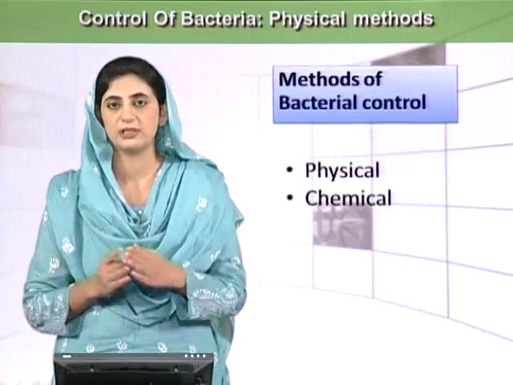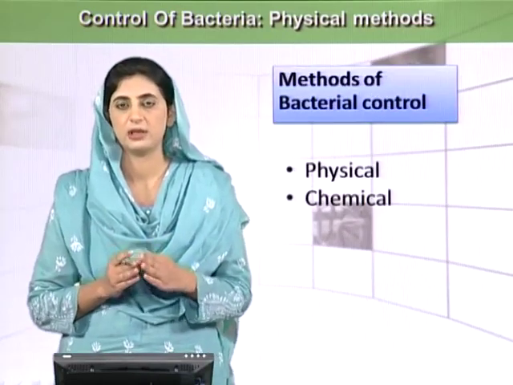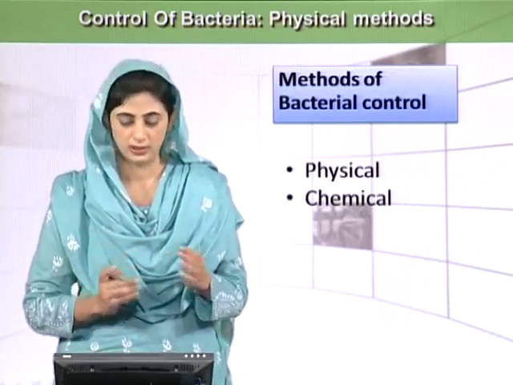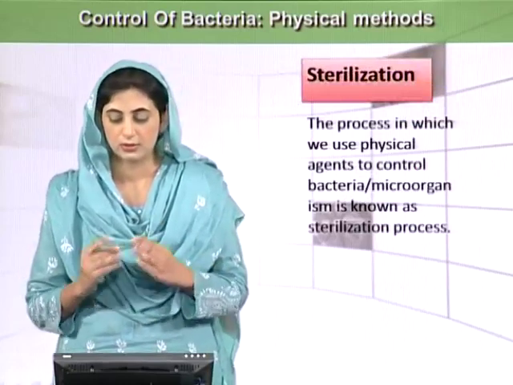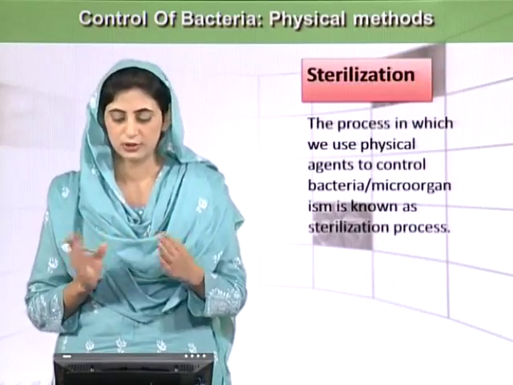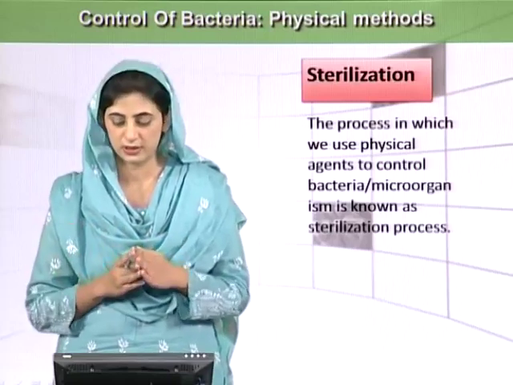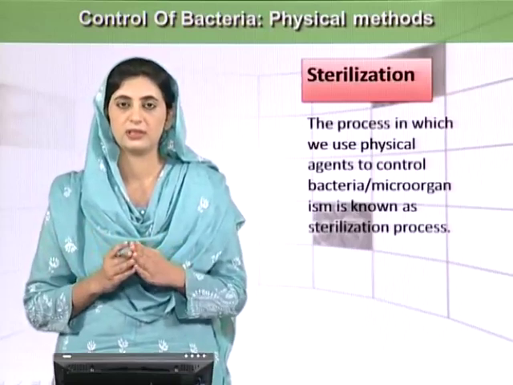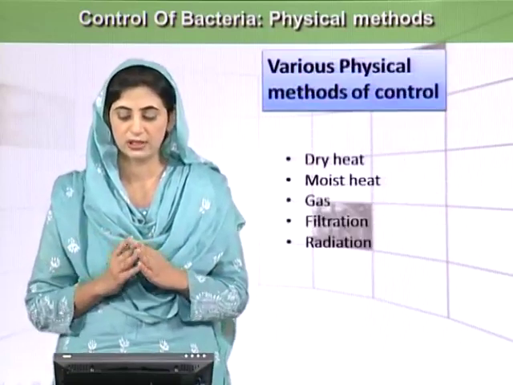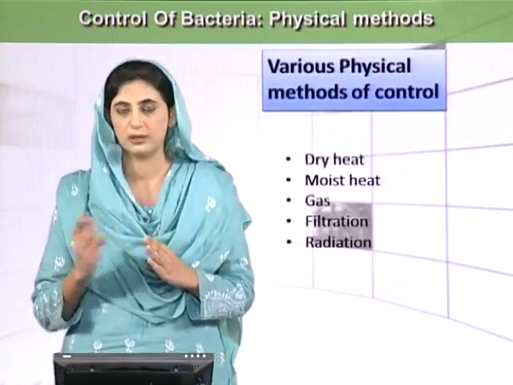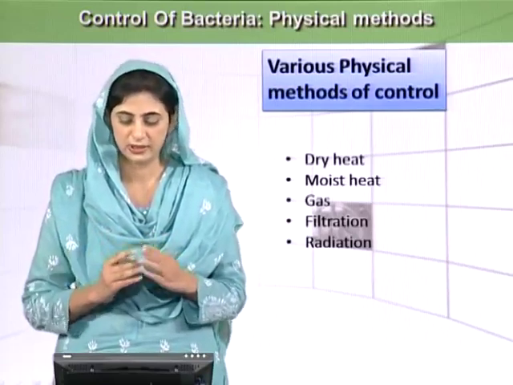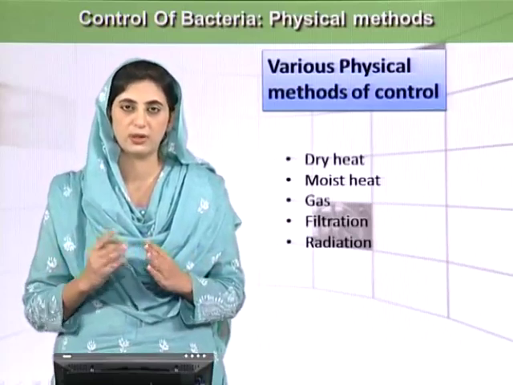For the control of bacteria, we have two basic methods. Number one is the physical method and number two is the chemical method. The process in which we use physical agents to control bacteria or other microorganisms is known as the sterilization process. The various physical methods of control are dry heat, moist heat, gas, filtration and radiation. We will look into it one by one.